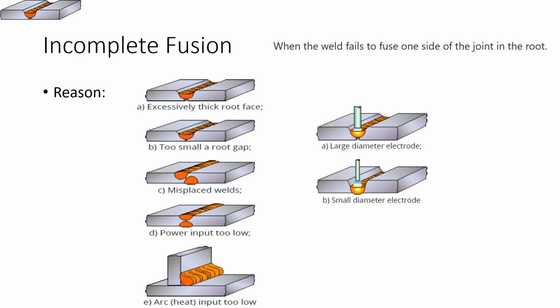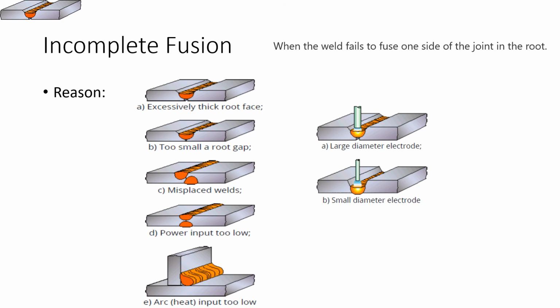Then incomplete fusion or lack of fusion. Lack of fusion means lack of melting actually. It happens when the weld fails to fuse one side of the joint in the root. We can see in the figures that in some places the roots are not getting joined. In figure A, on the left side, the roots are not getting joined because the root is not fused. B is also the same. And at the seam we can see some misplaced welds, and in between the two welds there is no joining taking place.